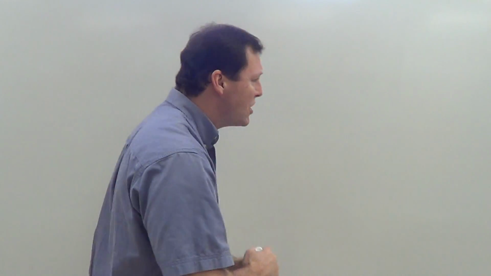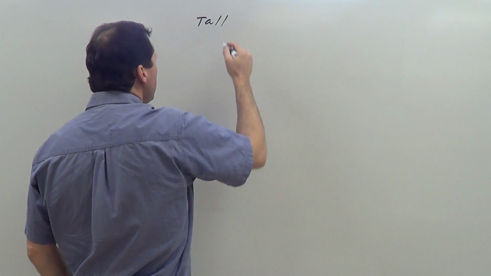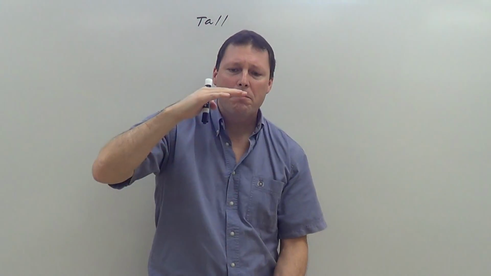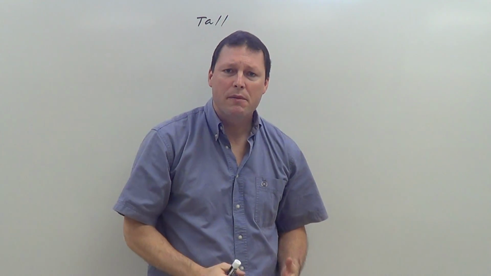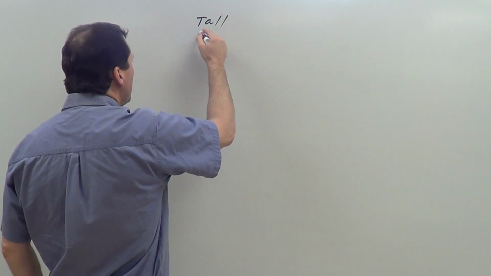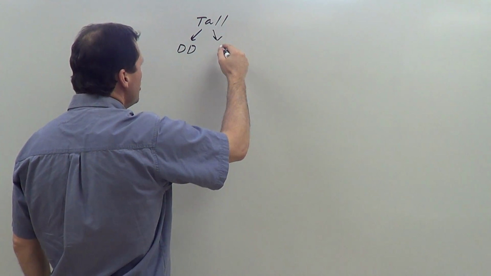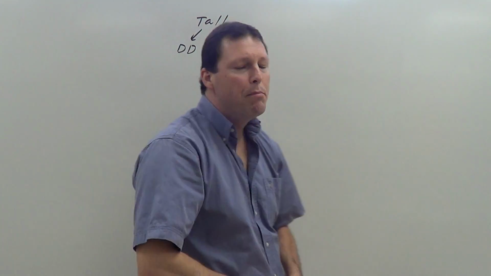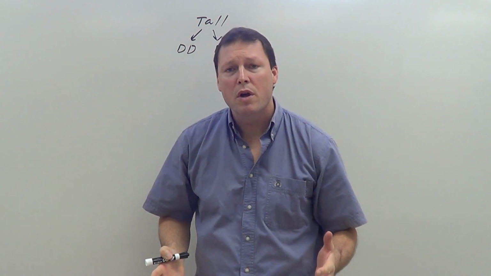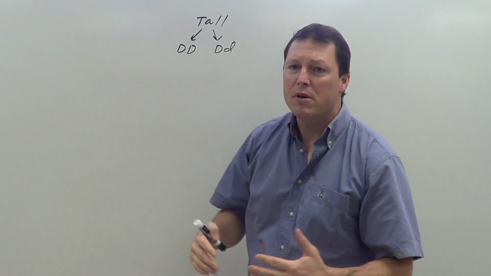So what if I had a tall pea plant? Let me write that down. I have a tall pea plant. Now if I had that tall pea plant here, you would not be able to tell the exact genotype of that tall pea plant. It could be capital D, capital D, or the genotype could be capital D, lowercase d. Both of those genotypes would code for a tall pea plant. So how do we know what the genotype is?